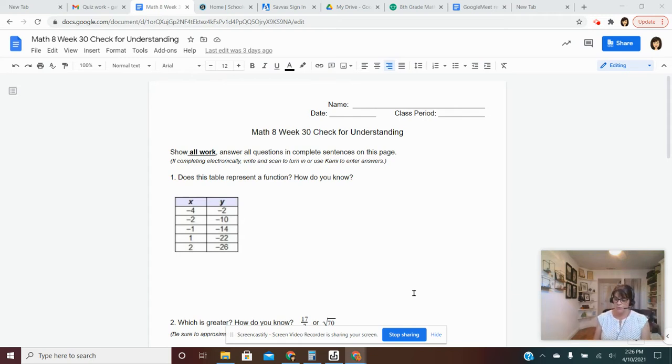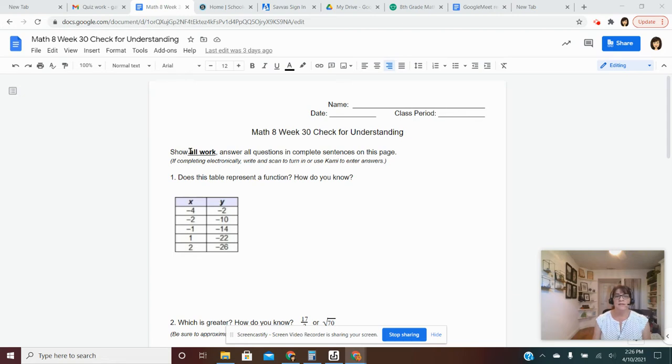This afternoon I wanted to make a video showing you how to take pictures and embed them into a simple Google document, if you're having trouble with PDFs and Cami and things like that. While we're at it, we're going to look at a couple of math problems. A previous assignment had a problem that asked if this table represented a function and how we knew.